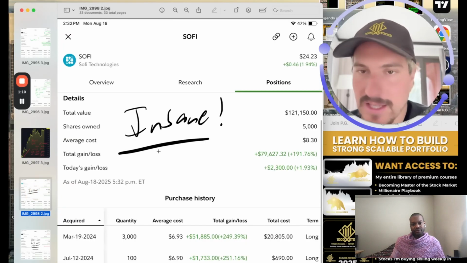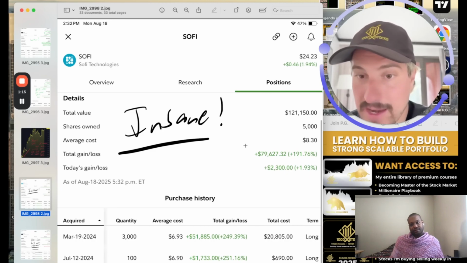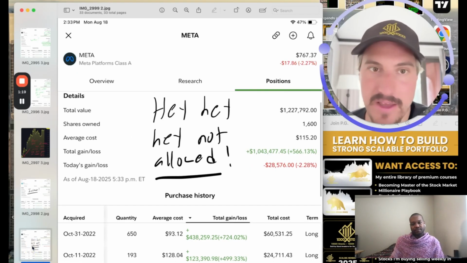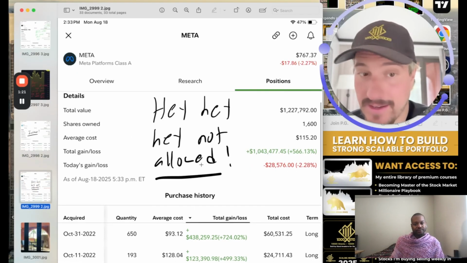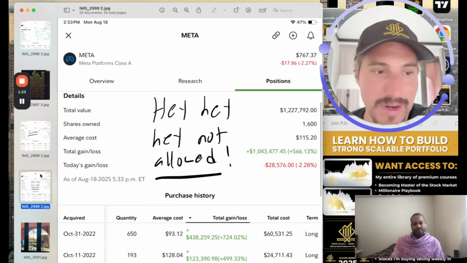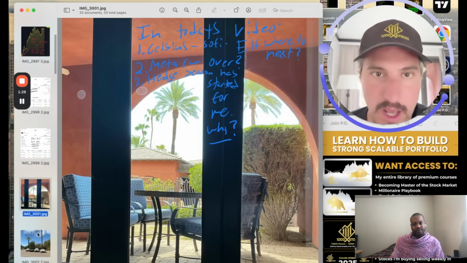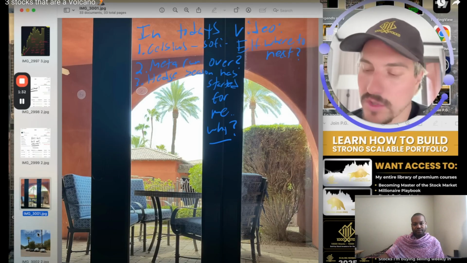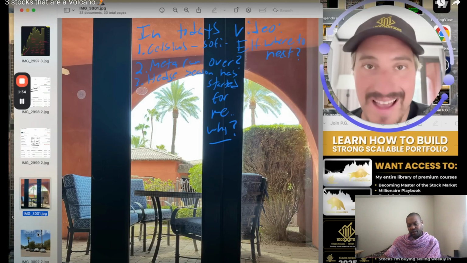Unbelievable. SoFi continues to show momentum. This stock closing well over $24, up another 2% here today. Now we're up 191% on SoFi shares, up $79,000. Meta, on the other hand, hey, Meta, this is not allowed, okay? Meta went down here today, down 2%. Three core subjects I want to speak about in today's video. The first one is I want to talk about Celsius, SoFi, ELF. What's going on with these stocks? Where are these stocks headed?